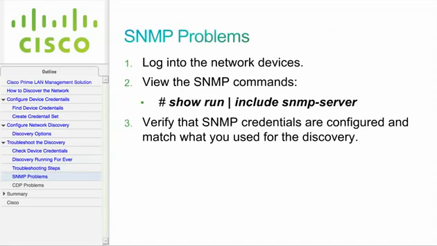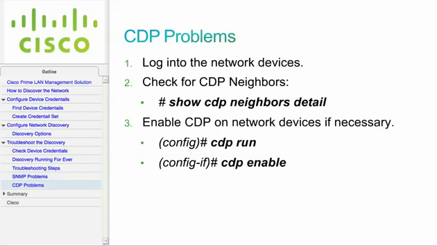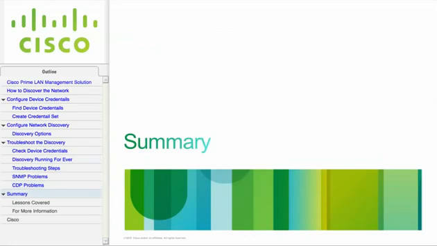For SNMP problems, log into the network devices and view the SNMP commands. Use the show run and pipe to include SNMP-server. Verify that the SNMP credentials are configured and they match what you used for the discovery. For CDP problems, log into the network devices and check for CDP neighbors. Use the Show CDP Neighbors Detail command. Enable CDP on the network devices if necessary by using the Global CDP Run command or the Interface CDP Enable command. This concludes the How to Discover the Network video.